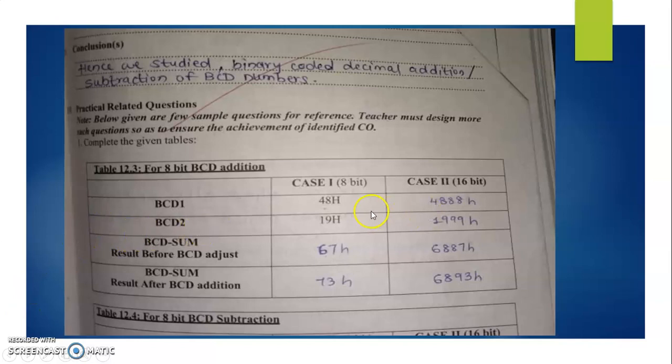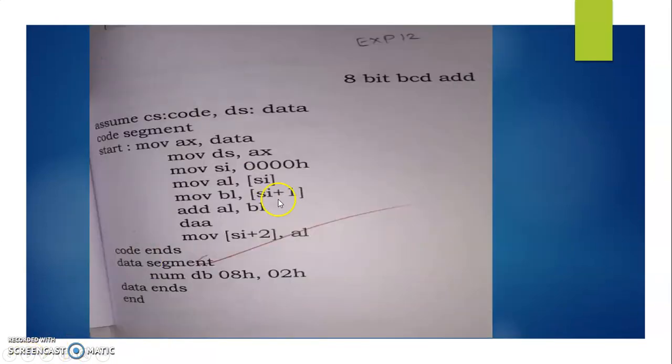BCD 1 is 48H, BCD 2 is 19, and then you have to add 39. For BCD sum 67H, so 6 8 8 7. Okay, for BCD sum then there is a 73, so 6 8 9 3H. So this is for 8 bit addition, this is for 8 bit subtraction.